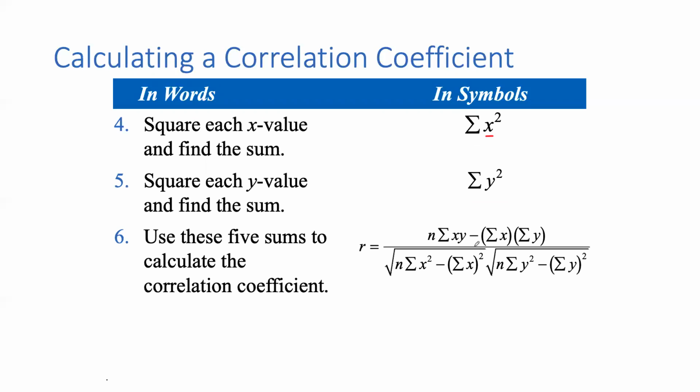So you plug that in. n is the number of data pairs you have. So n times sigma xy minus sigma x times sigma y, the sum of x's times the sum of y, over the square root where n times sigma x squared that you calculated here minus sigma x squared.